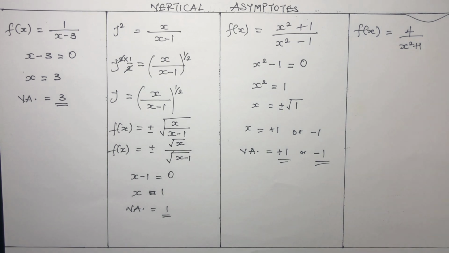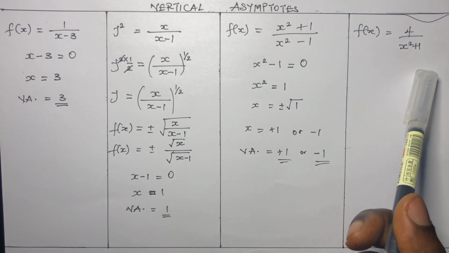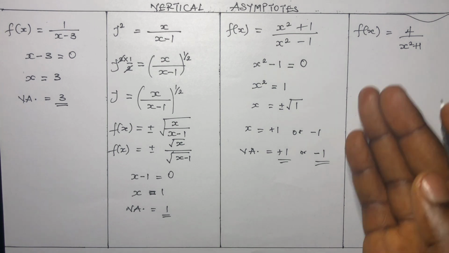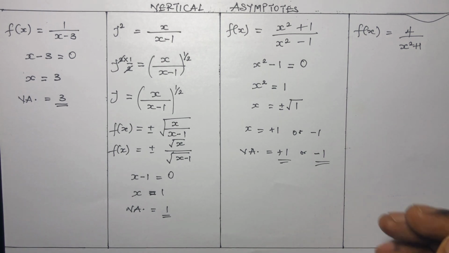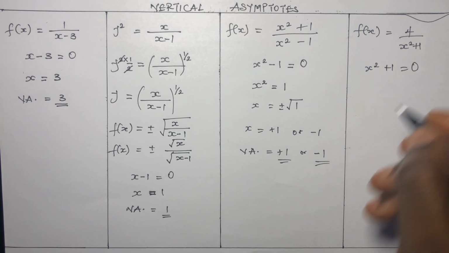Now to the last function on our list, we have f of x equal to 4 over x squared plus 1. Good. So we have this function, and we know that we cannot factorize x squared plus 1. So there's nothing to factor out here, and so there's nothing to cancel. What we need to do is set the denominator equal to 0. So we have x squared plus 1 equal to 0.